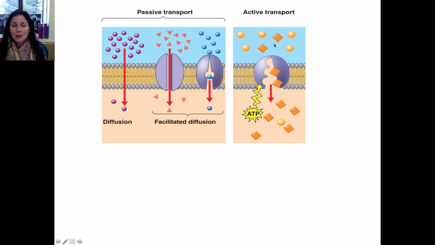If you're moving solute molecules from low concentration to high concentration, like is shown in this figure, here I'm moving the square molecules from low concentration on the outside to high concentration on the inside. That requires energy in the form of ATP, and this is active transport. The important features of active transport are that you're moving things against a concentration gradient because that requires energy.